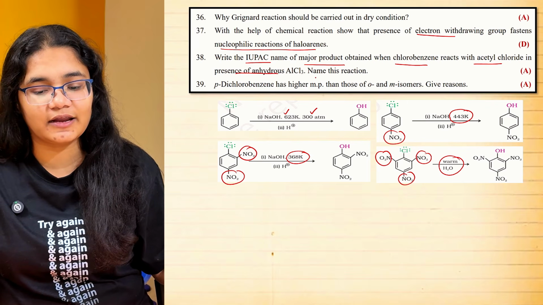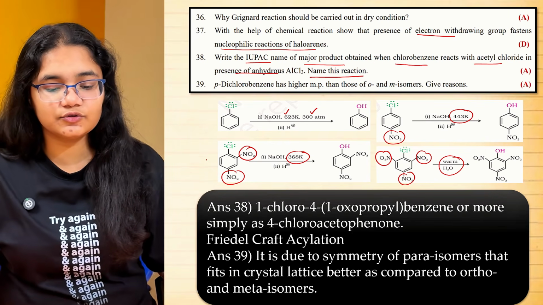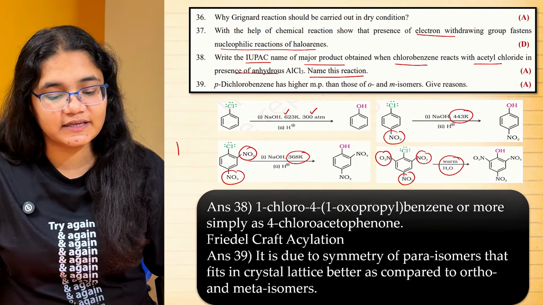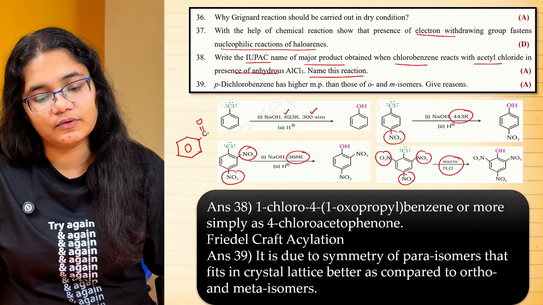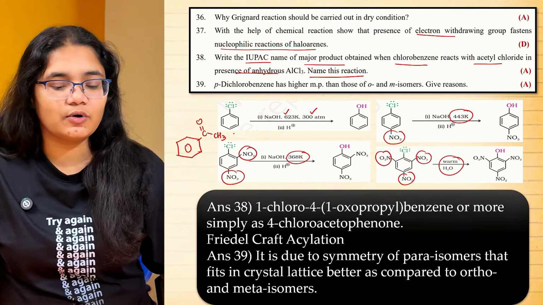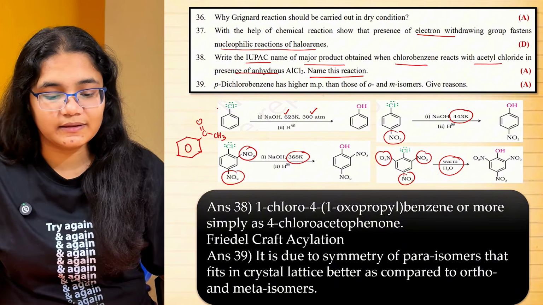Next, write the IUPAC name of the major product formed when chlorobenzene is treated with acetyl chloride in the presence of anhydrous AlCl3 and name this reaction. So this is your Friedel-Crafts acylation and you will get this particular product, that is COCH3, right? So how do we name this?